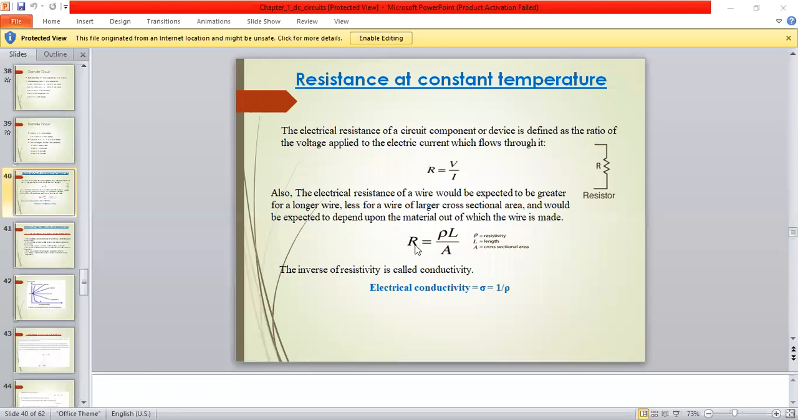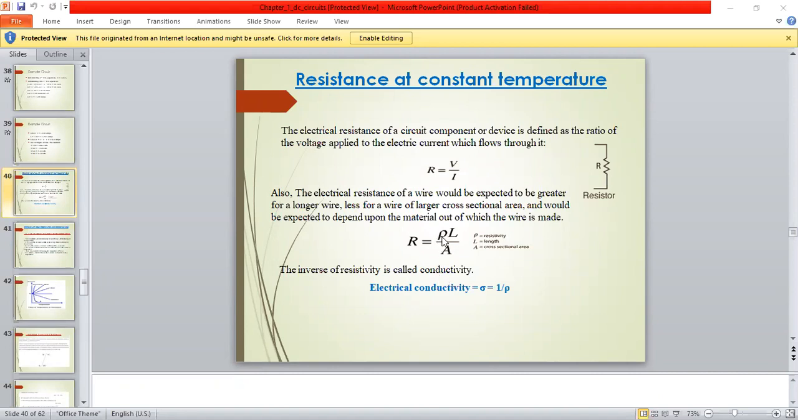Okay, so resistance depends upon the length, resistance depends upon the cross sectional area, resistance depends upon the material of the wire. The wire having the larger length has greater resistance. The wire having smaller cross sectional area has greater resistance, like this. And this rho we call the resistivity. The inverse of resistivity is called the conductivity. The reciprocal of resistivity is called conductivity.